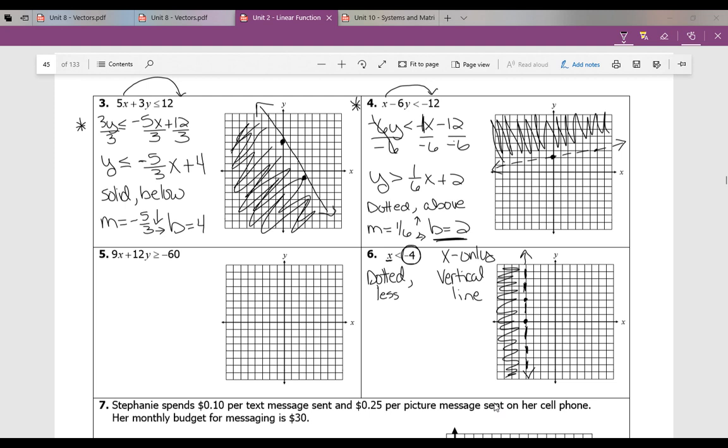Now, I am going to pause for just a minute, and I am going to let you do number 5 all on your own. Make sure you make the right choice. Do you flip your symbol? Do you not flip your symbol? Is it a dotted line versus a solid line? And shade the correct direction.